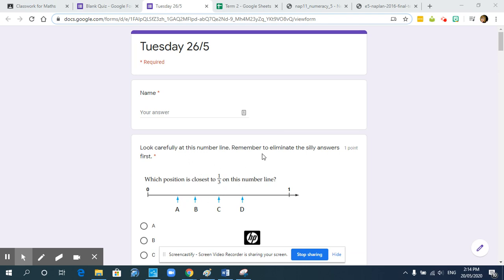Next one is a NAPLAN type question. Look carefully at this number line. Remember to eliminate the silly answers first. Which position is the closest to 1/3 on the number line? Here's the number line. It starts at 0 and it goes to 1. And we're breaking into how many parts?